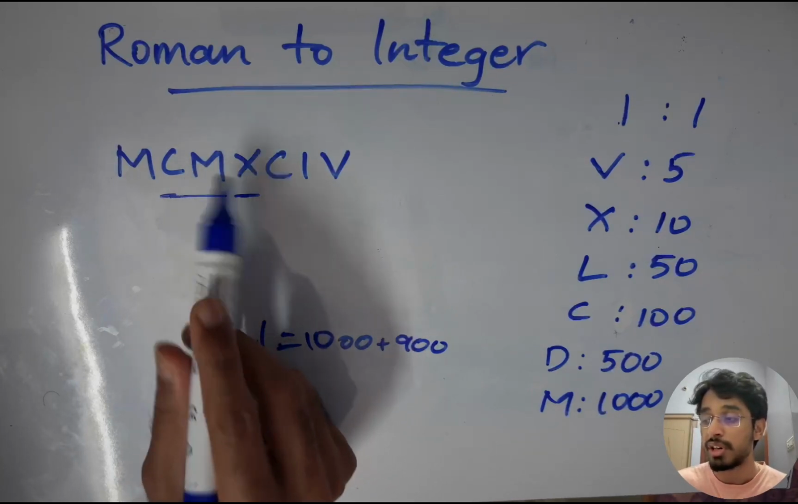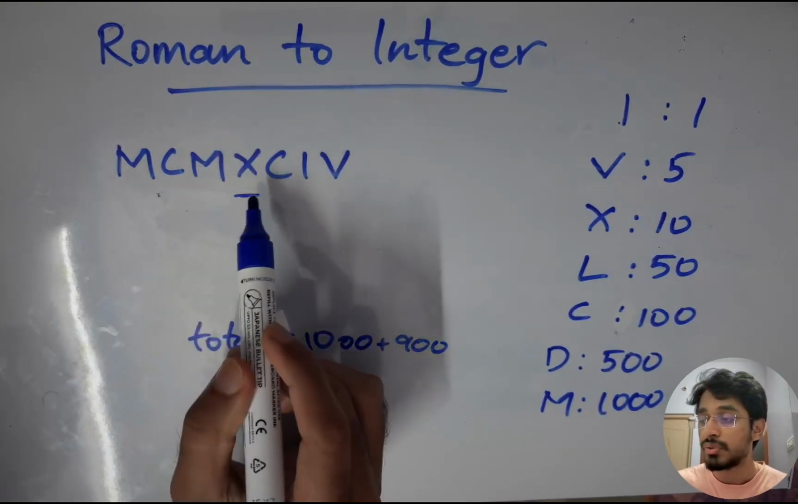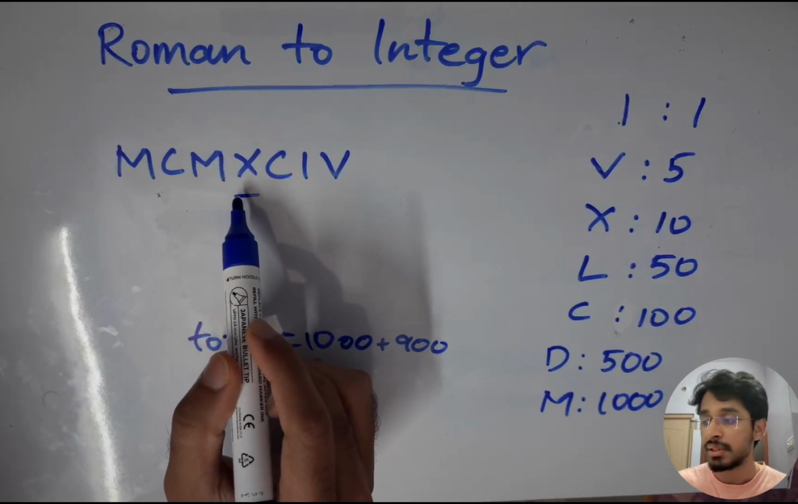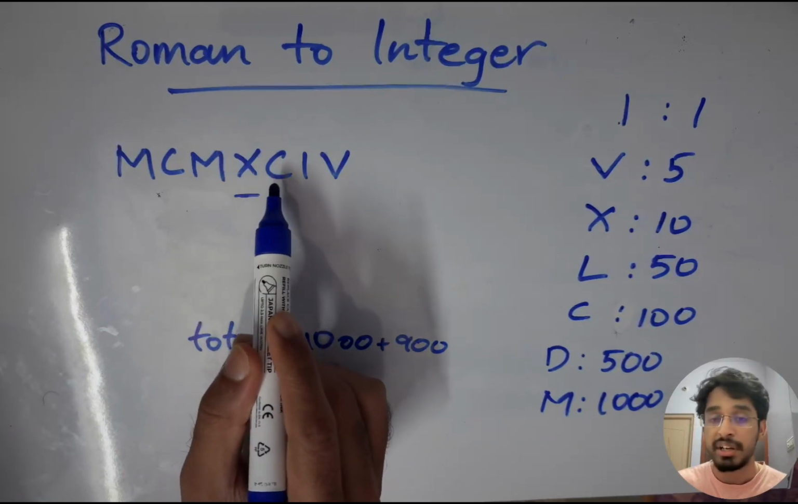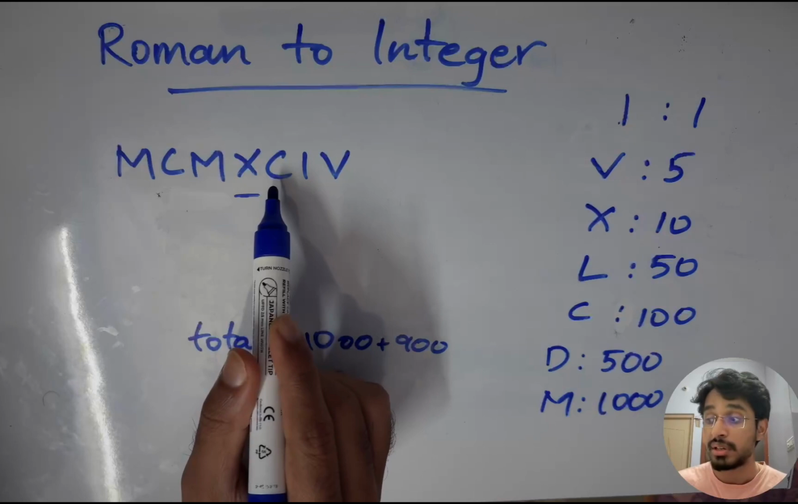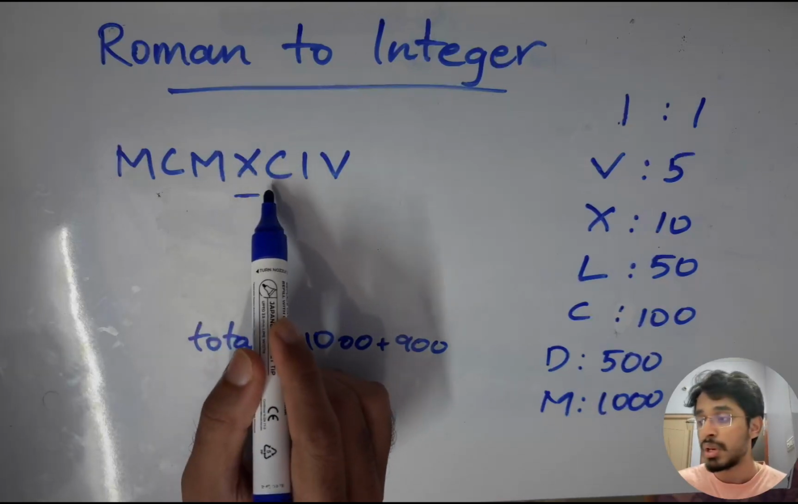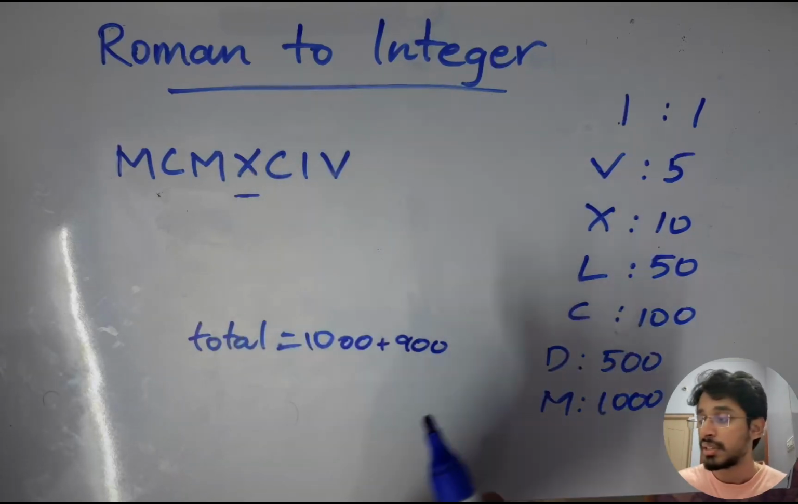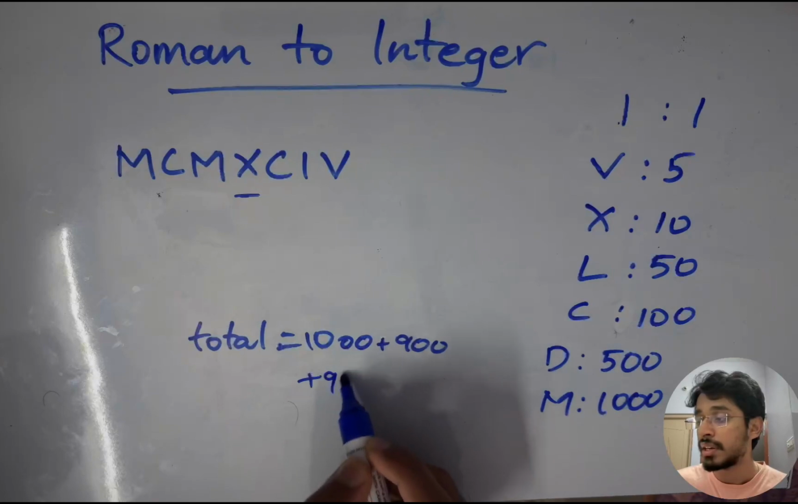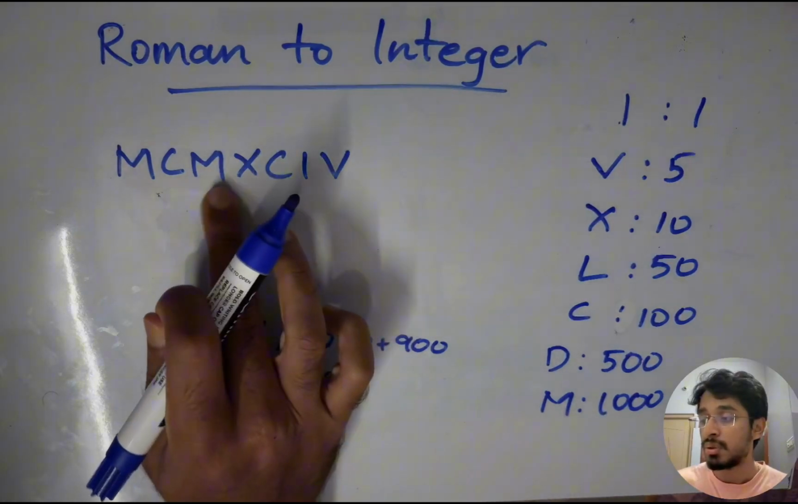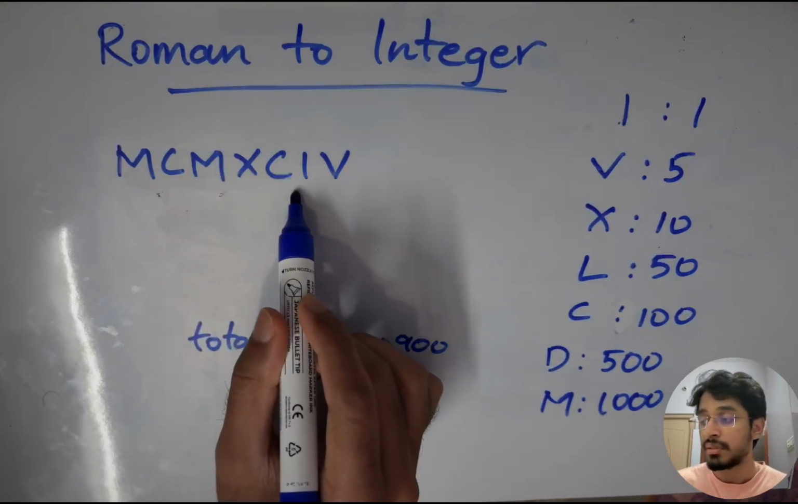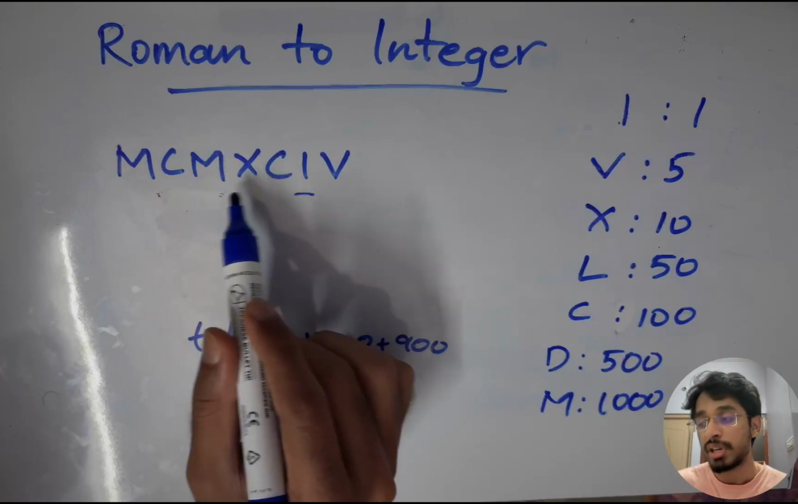Since we have already calculated for M as well, we see that the value of X is 10, right? What is the immediate next value of that? That is 100. So 100 is greater than 10. So again we need to subtract, 100 minus 10, that is 90. So I add 90, then I go to the next after C. We need to skip this since we have already calculated that.